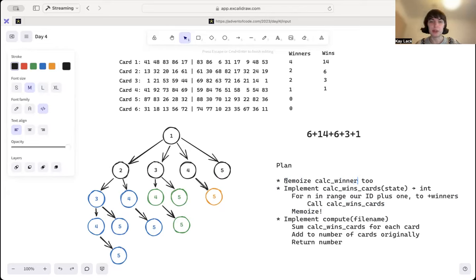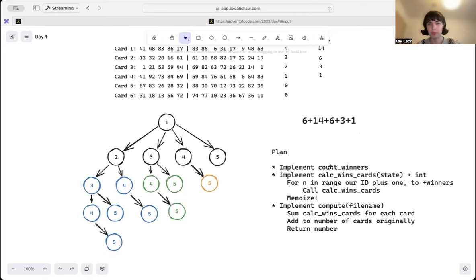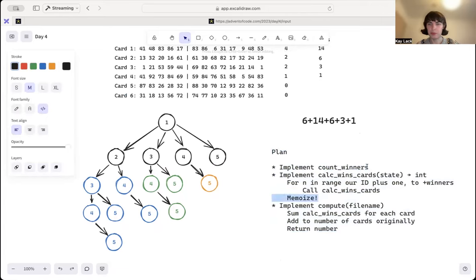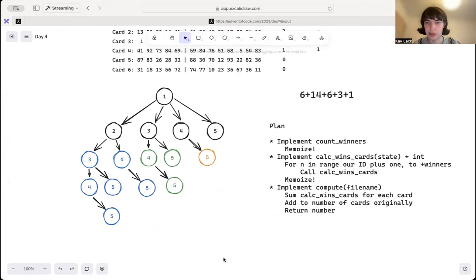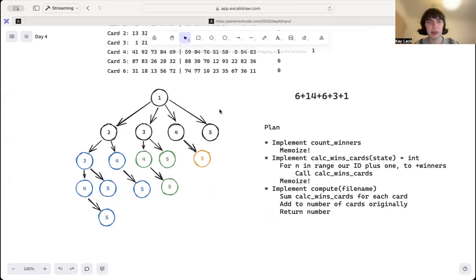Winners two. Oh, we have to actually implement this as well. We've got to separate that out. Implement count winners. We need to memoize this too. That should just be a matter of extracting, so it should be okay. All right. And then this should get us the right answer. Let's see. Let me scroll down here. Great. All right, I'm going to switch screen share.